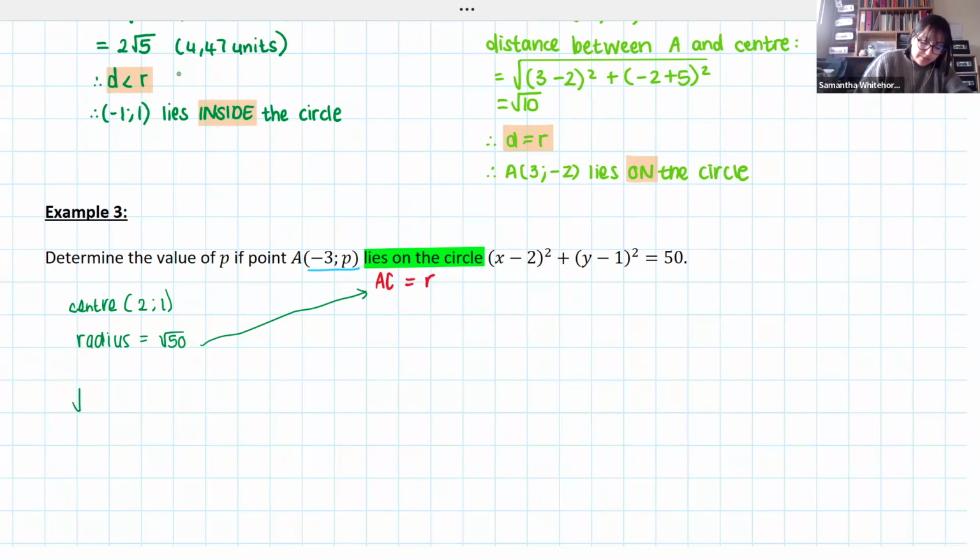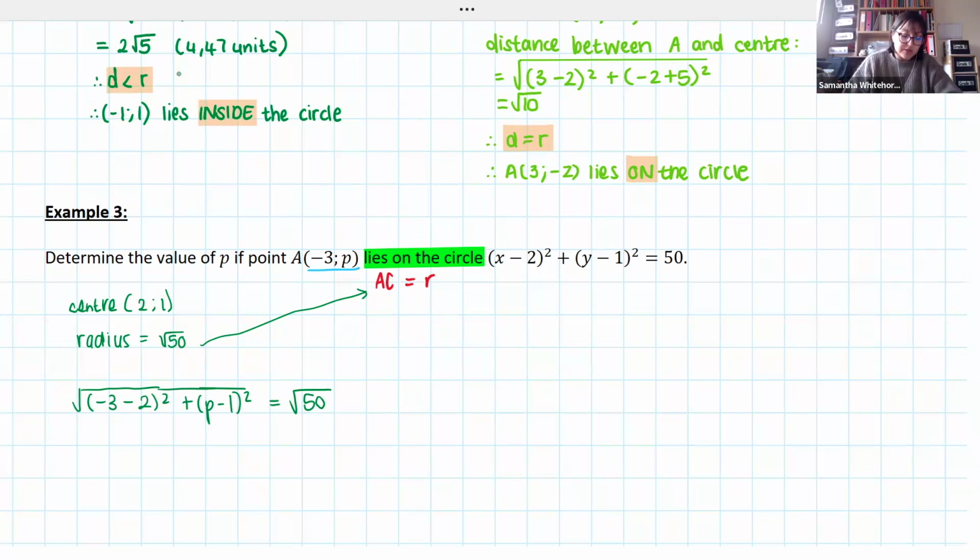I know that to work out the distance from A to C, or A to my center, I would take the square root of (-3 minus the x-coordinate of my center, which is 2)² plus (p minus 1)², and that must be equal to the square root of 50. That's information that I have. Now, there's 2 ways you can solve this equation. I'm going to show you both just because one is a little bit easier than the other. And it doesn't always work out like this. So when in doubt, do this first method. But the second one is also perfectly fine.